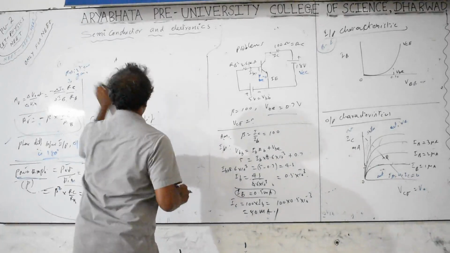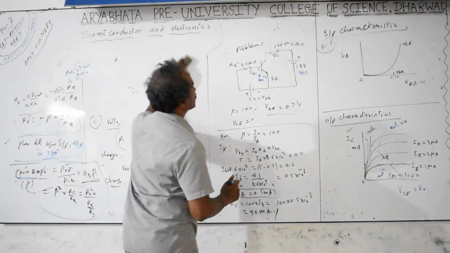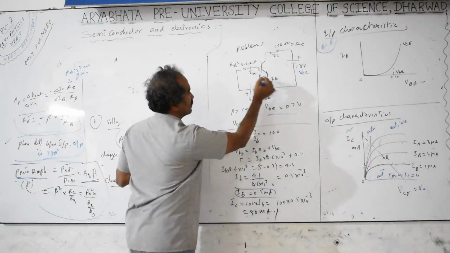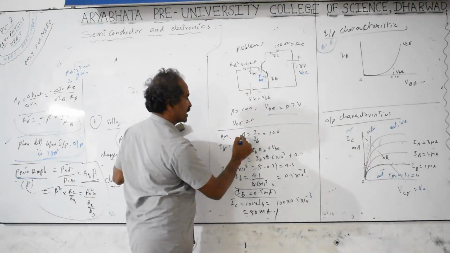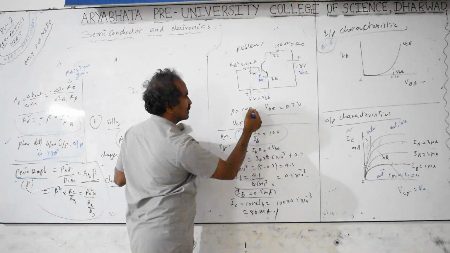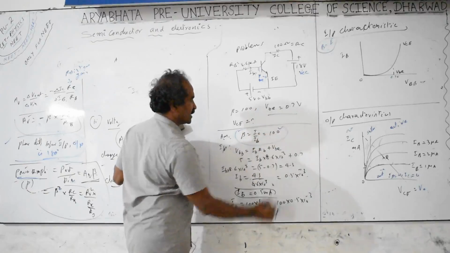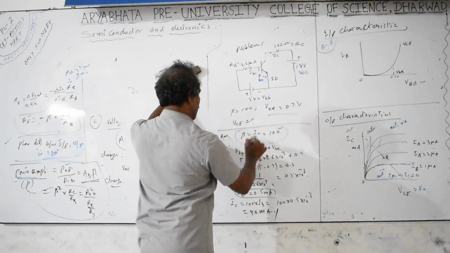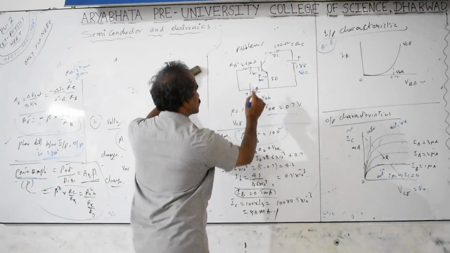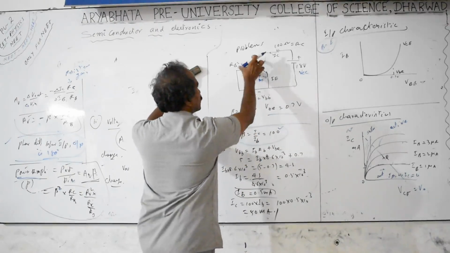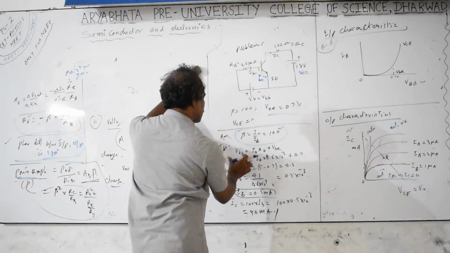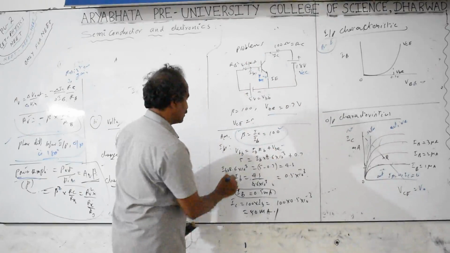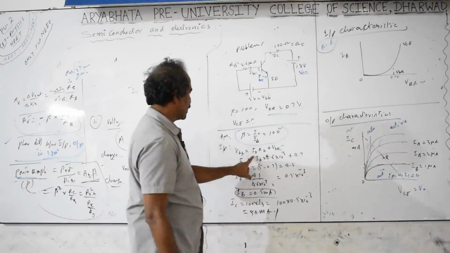Applying Kirchhoff's loop theorem, or voltage law, for the input circuit, VBB is equal to IB RB plus VBE. Beta equals IC by IB, and 100 is given. So VBB equals IB RB plus VBE, where VBE is 0.7 and VBB is 5 volts.